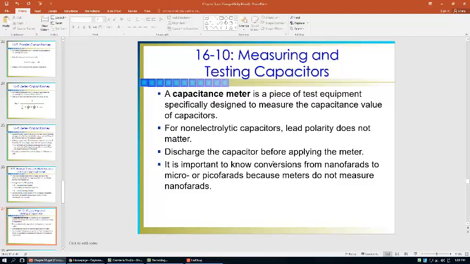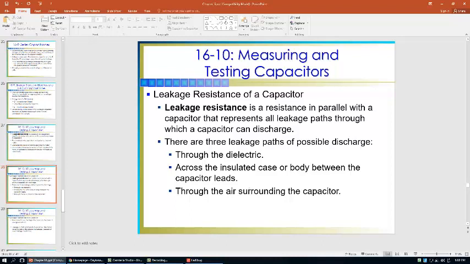Because the meters where you're going to be measuring the capacitance of capacitors do not measure in nanofarads. They can do picofarads or microfarads, but not nanofarads. So you have to make the conversion there. When you plug the equipment in, it will give you a value in picofarads or microfarads. So if you need to express your answer in nanofarads, then you have to remember how to do those conversions, okay?